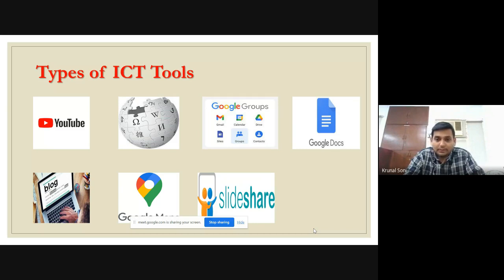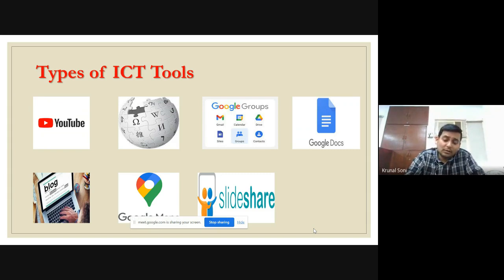So I hope you are all using Google Drive to save your own data, your own files, important documents, right? Google Calendar, Gmail. I hope you are all using Sites, Groups. If you have Google Groups, you can have it here, and you can save your contact details also in Google Drive. So all these facilities are available as a part of ICT tools. So we have to teach our students.